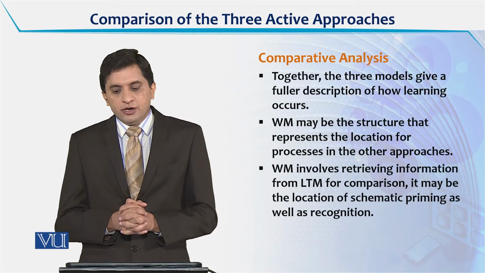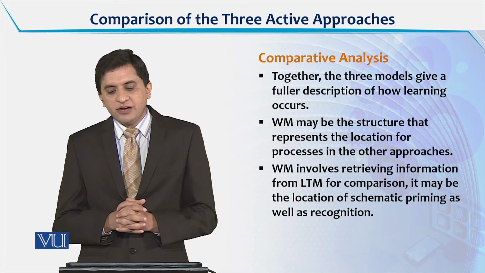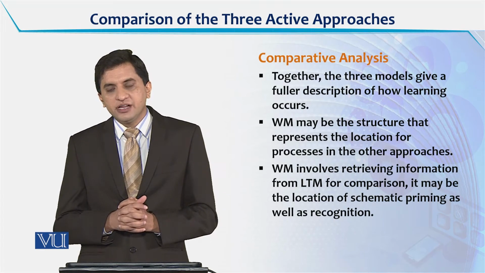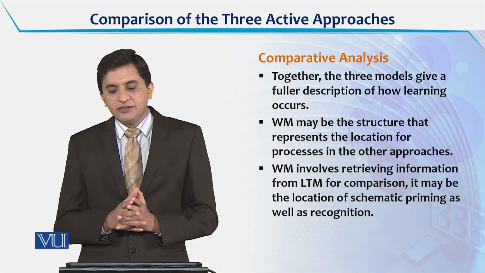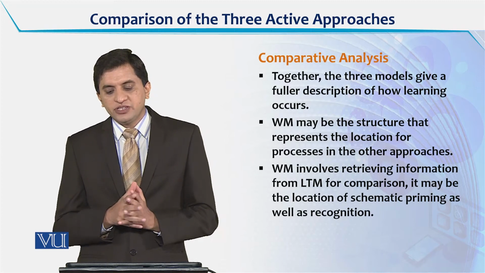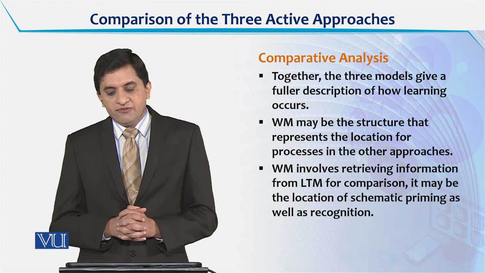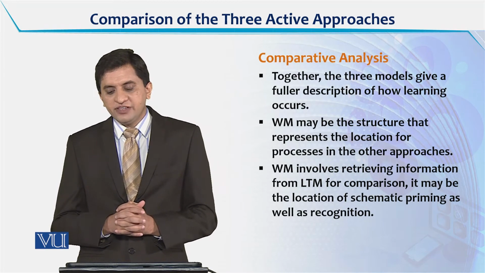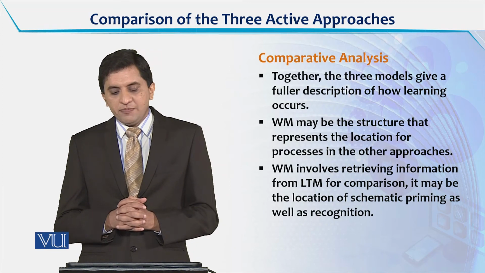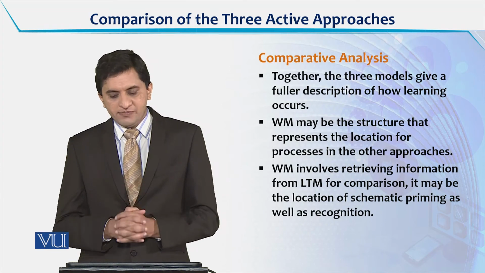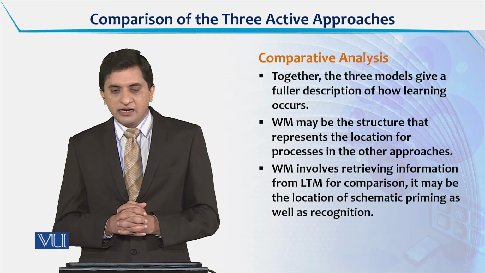Comparative analysis. Together, the three models give a fuller description of how learning occurs. Working memory may be the structure that represents the location for processes in other approaches. Working memory involves retrieving information from long-term memory. For comparison, it may be the location of schematic priming as well as recognition.